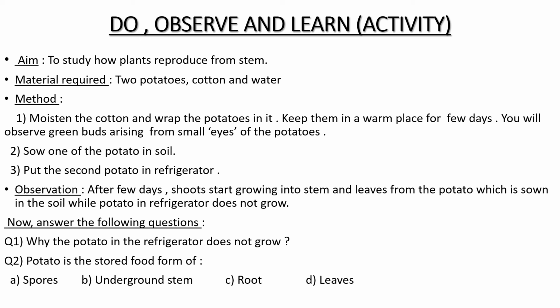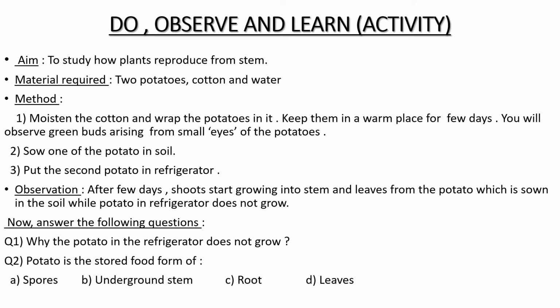So in the first method, first you have to moisten the cotton. That means you have to put some water on the cotton so that it gets moist, and then wrap the potatoes in it. After doing this, you have to keep these potato pieces wrapped in cotton in a warm place for a few days. Then you will observe some green buds arising from the small eye part of the potatoes.